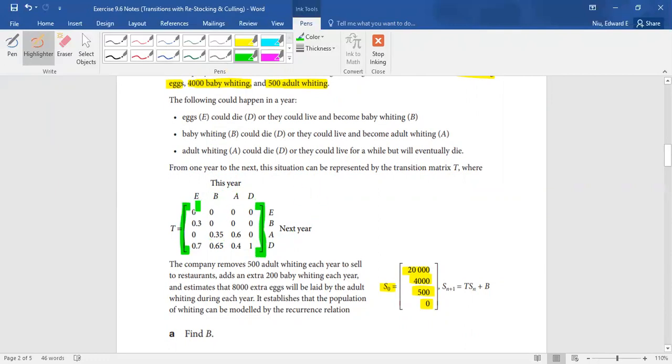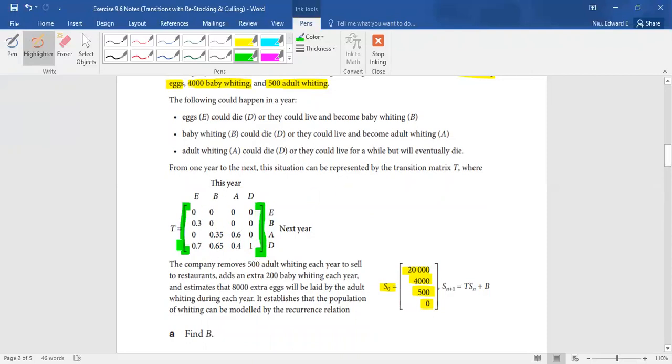What it's saying here is, if you have an egg, well, the next year there's a 30% chance they become a baby, or there's a 70% chance of death, which is unfortunate. But once they make it to being a baby, there's a 35% chance they make it on into adulthood, but there's also a 65% chance of death. Once you're an adult, you either keep living at a 60% chance, or there's a 40% chance that you die. And once you're dead, that's why it's a 1. There's no coming back from the dead, and that's why you've got zeros in the elements in the top right. So I'm hoping this makes sense so far.